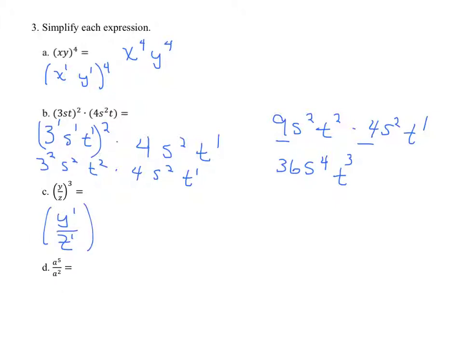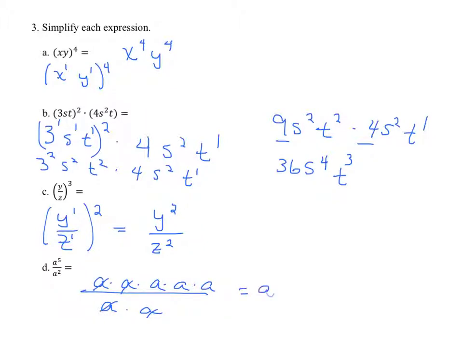Next, I like this one because it's fairly straightforward. Both of these guys are raised to the 1st power. So I'll get y squared over z squared. This guy means, what does it mean? You're multiplying them all. These 2 will divide out, so I get a to the 3rd. You're like, why didn't you just subtract the exponents? Yeah, that's the easier way to do it, but this is visual so you can see why you're doing that.